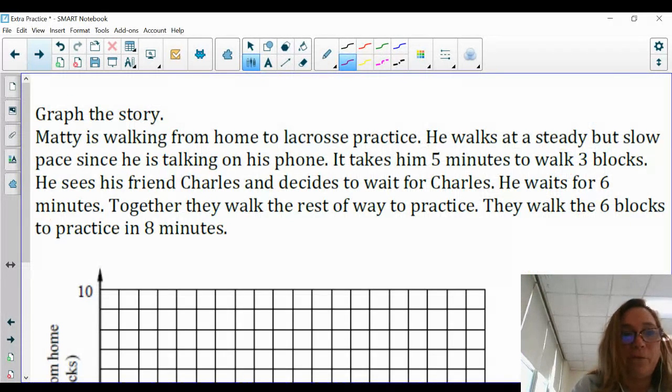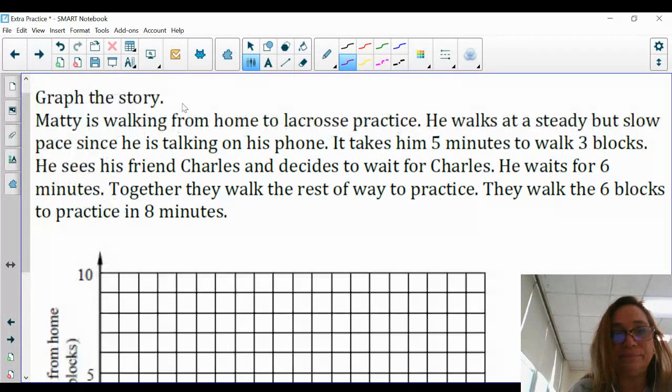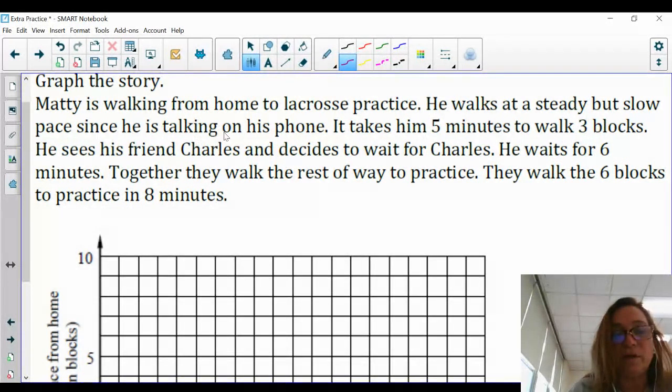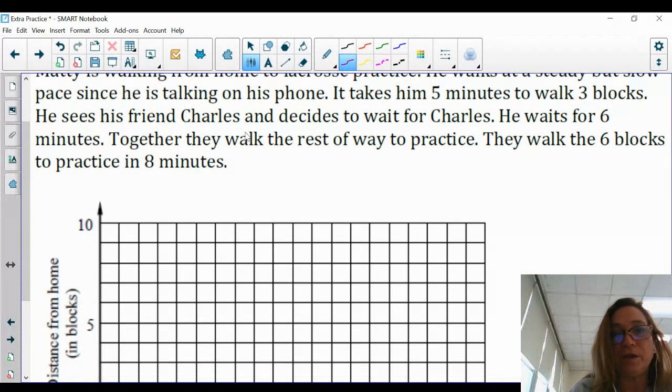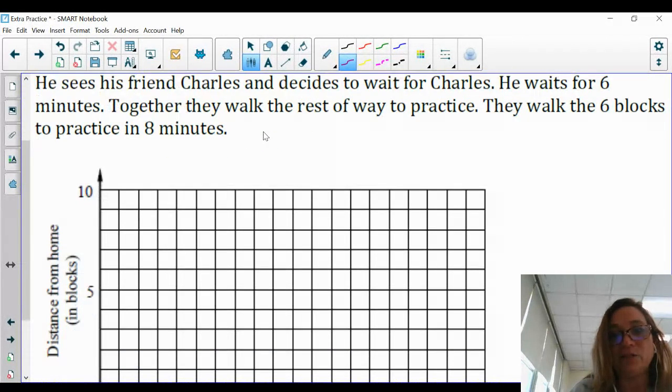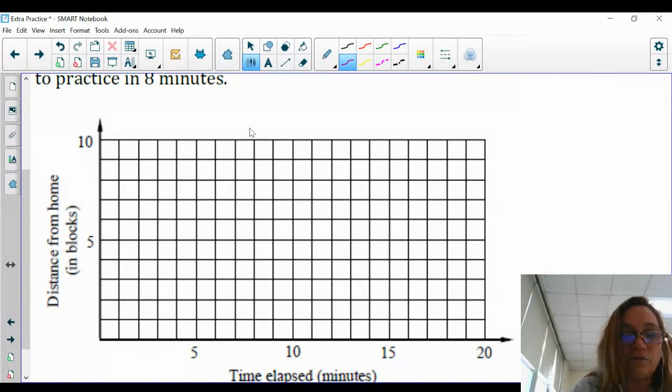Okay, here we go. Oh, Maddie. So Maddie is walking from home to lacrosse practice. He walks at a steady but slow pace and stays talking on the phone, and it takes him 5 minutes to walk 3 blocks. So 5, 3. 5 minutes, 3 blocks. And steady but slow means that this is straight or linear.